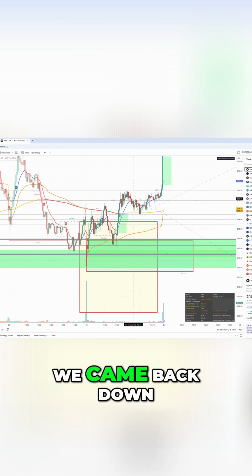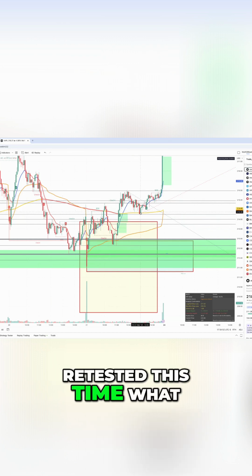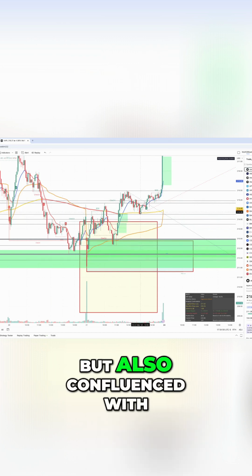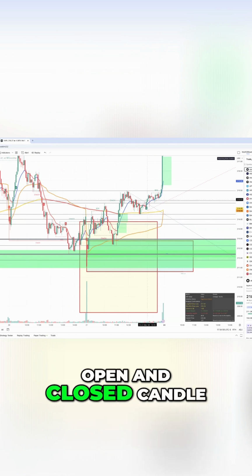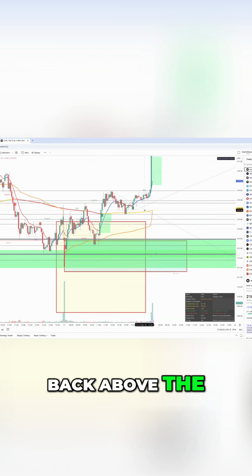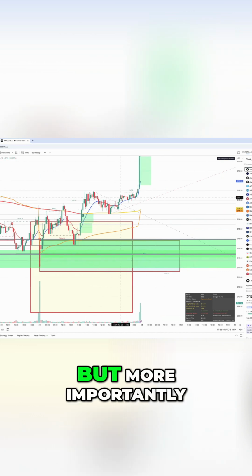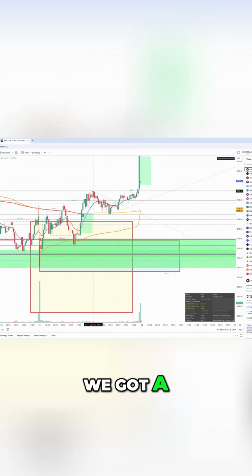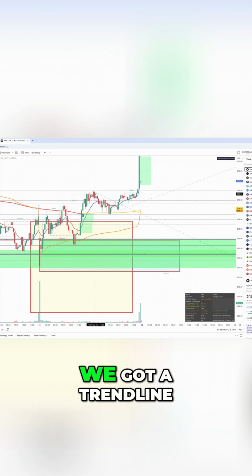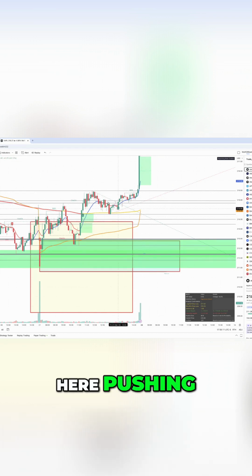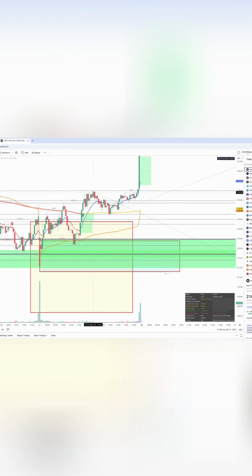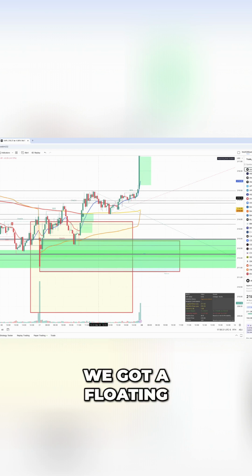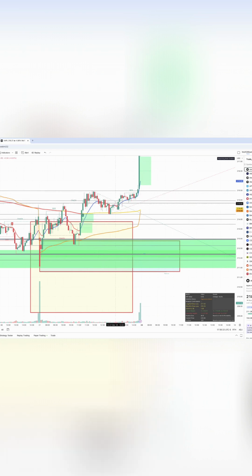That's a take profit. We came back down and retested, this time the 200, but also with confluence with the historical support line. Open and close candle back above the 12 EMA, but more importantly, we got a liquidity grab breakout. We got a trend line here pushing. So this next time, we got an actual floating candle confirmation from the wolf chart.